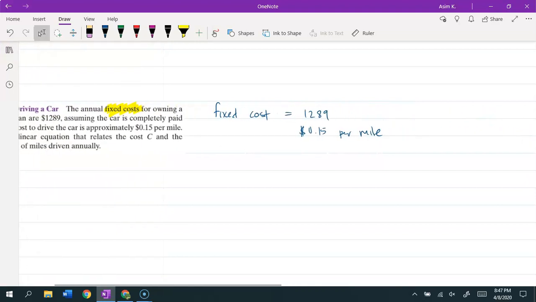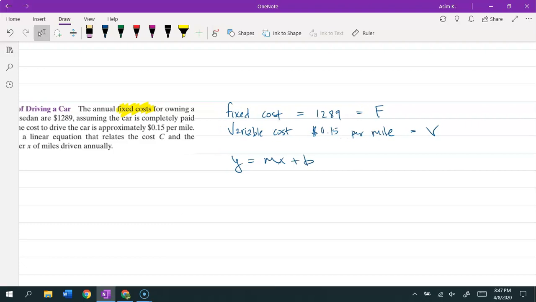And now we have a name for that: $0.15 per mile, or basically 15 cents per mile. The 15 cents per mile is called the variable cost. Okay, so this is going to be called our F, and this is going to be called our V. And we're basically fitting this into mx plus b format, but we're using the variables that they're providing for us.